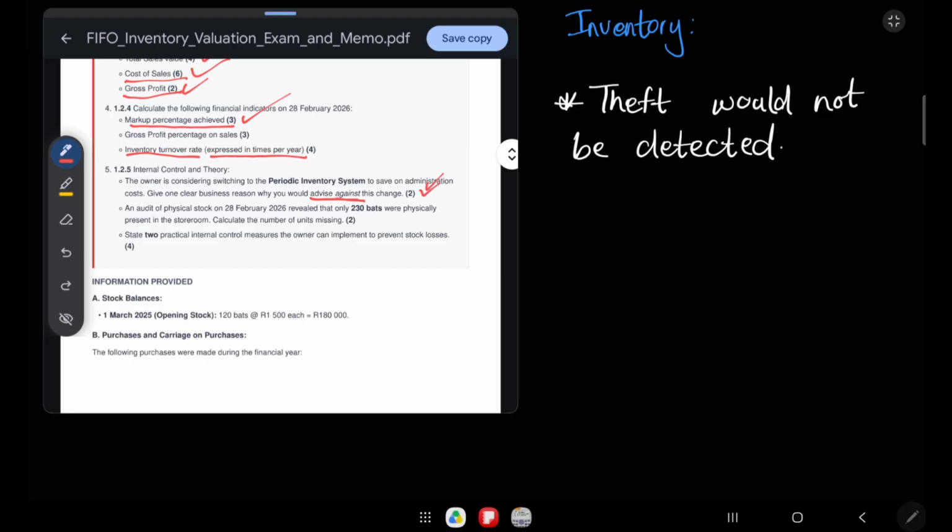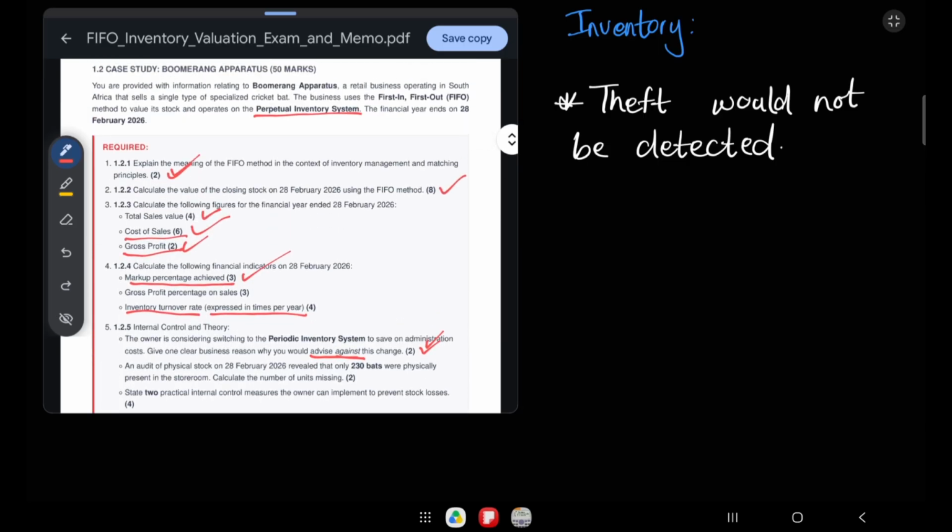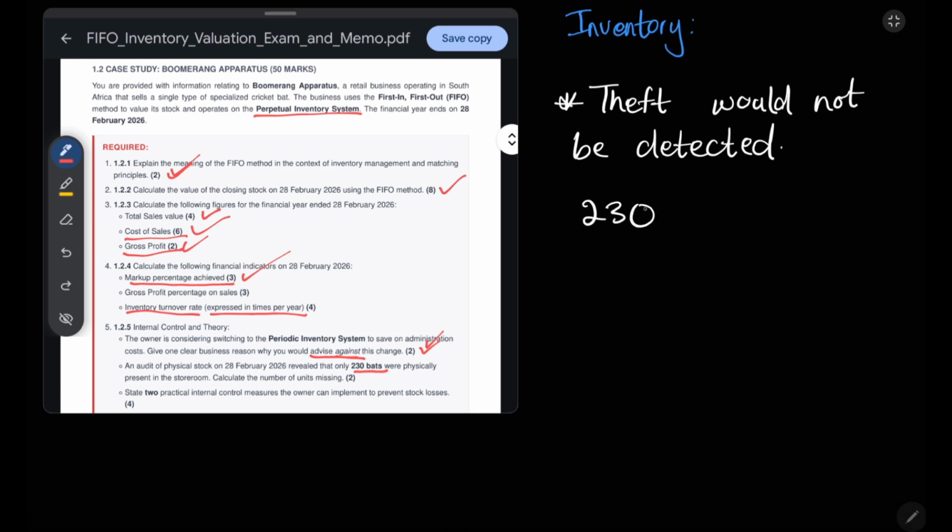Then we have an audit of physical stock on the 20th of February 2026 that revealed that only 230 beds were physically present in the storeroom. Calculate the number of units missing. Okay, let's check. They said 230 beds were physically present in the storeroom. Physically present means they counted those beds.